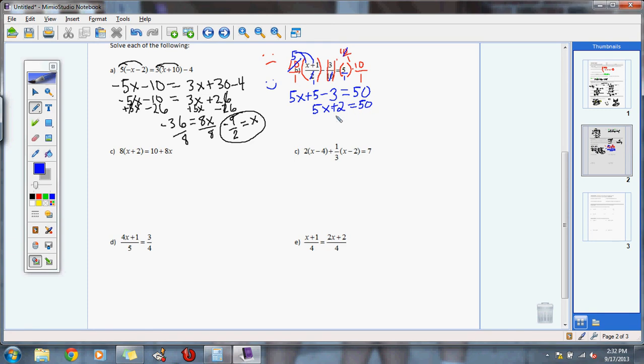And now I'm going to subtract 2 from both sides. So 5x equals 48.